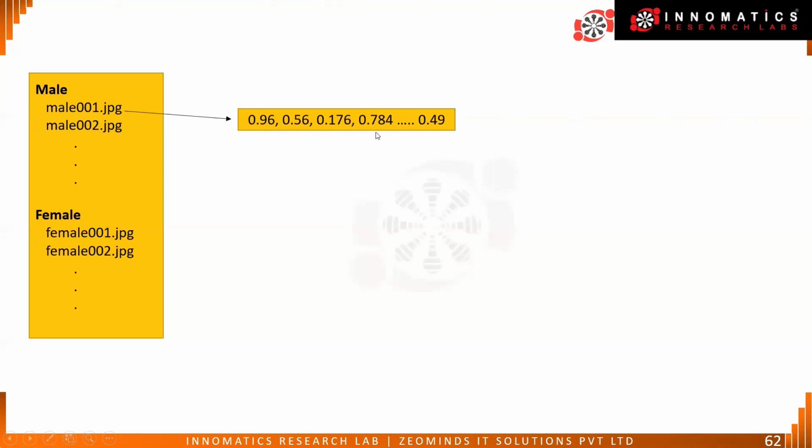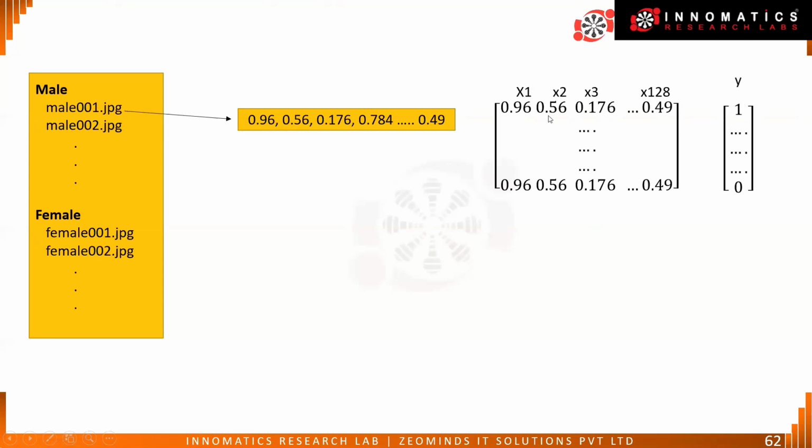Like this, I'll do it for all the images. This first row is for image number 1, the second row for image number 2, and so on. I'll put all these things in one matrix. Similarly, I'll give a label: if it's a male, I'll give 1, and if it's a female, I'll give 0. This is how I prepared the data.